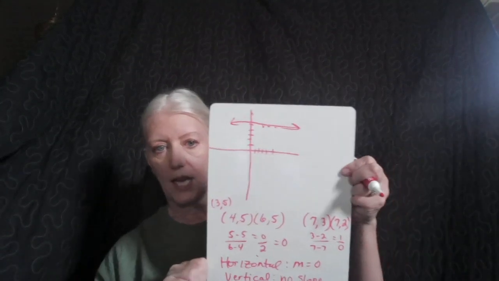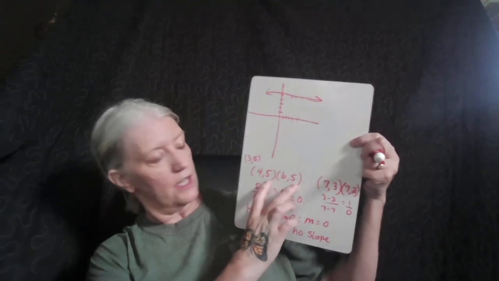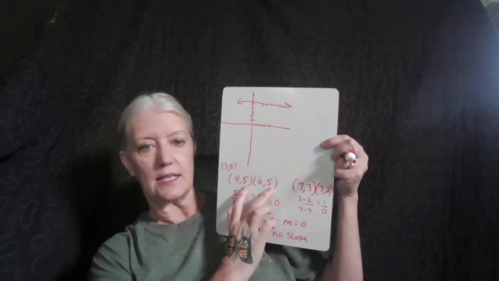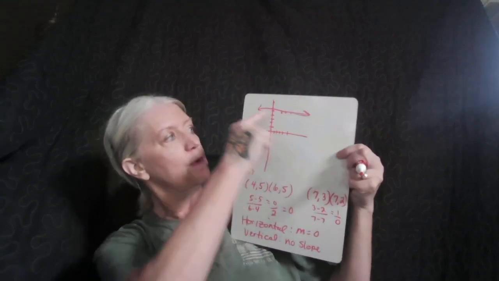So it is horizontal. Any point, oops, I didn't draw that very straight, but you get it. Any point that has the y value of 5 is going to lie on this line. It doesn't matter what the x value is. I could have x be a negative number. It would just be over here.